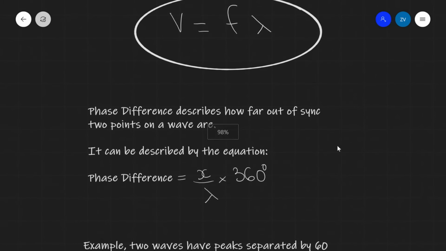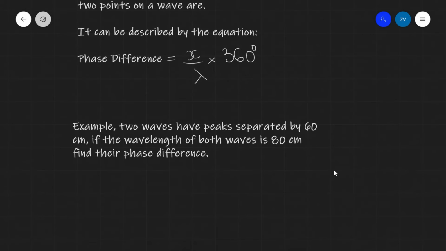Right, on to phase difference next. So phase difference describes how far out of sync 2 points on a wave are. It can generally be described by the equation that phase difference is equal to the distance between those 2 points on the wave over the wavelength times 360 degrees. We can apply this equation to a little sample problem over here, in which we have two waves that have peaks separated by 60 centimeters, and we're given that the wavelength is 80 centimeters.